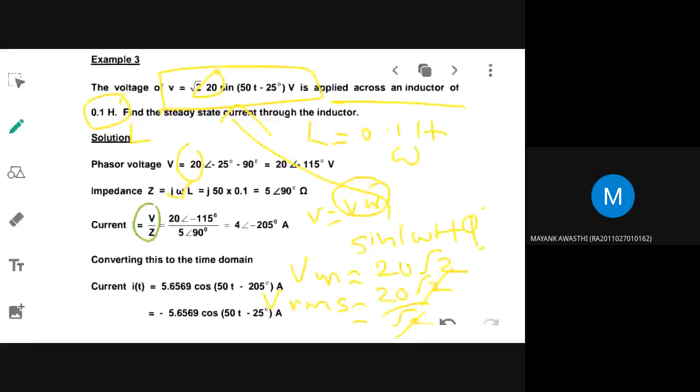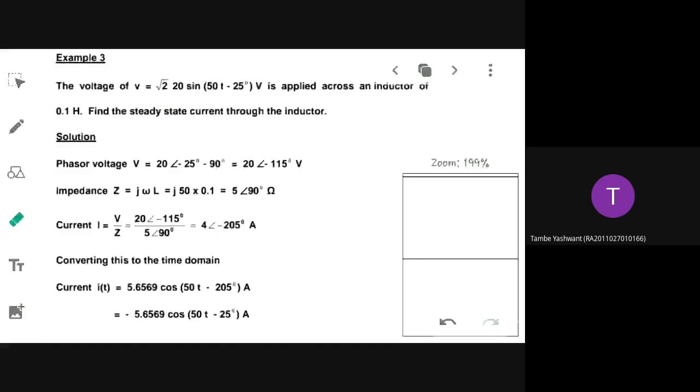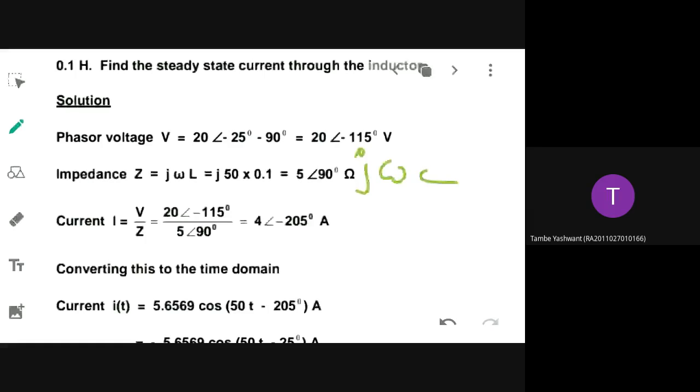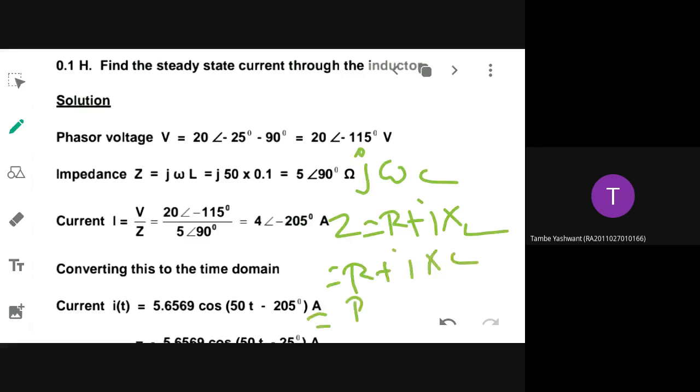Omega into L. As omega L, generally you will indicate a J parameter because it's a complex impedance parameter. Impedance generally will be represented as R plus X, XL or XC. So R plus J XL you will indicate, R plus J omega L. So this is my inductive part. That is how they got J omega L.